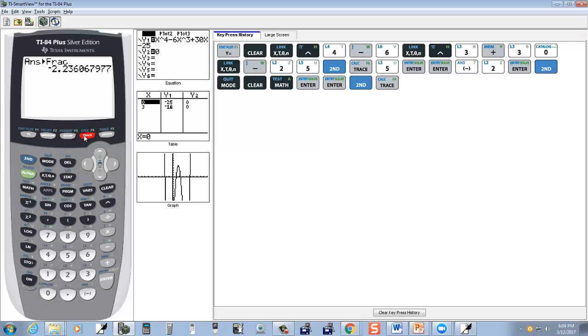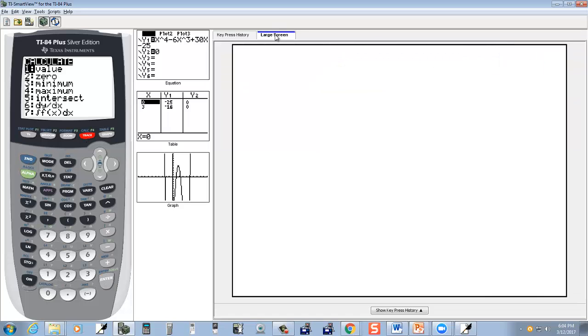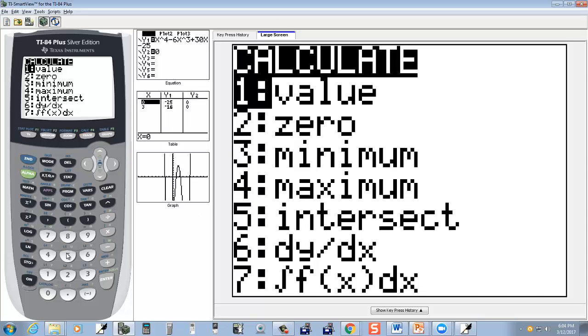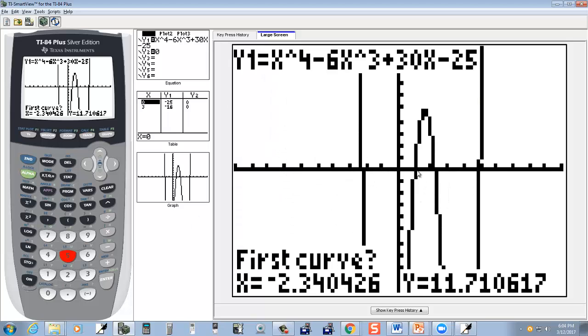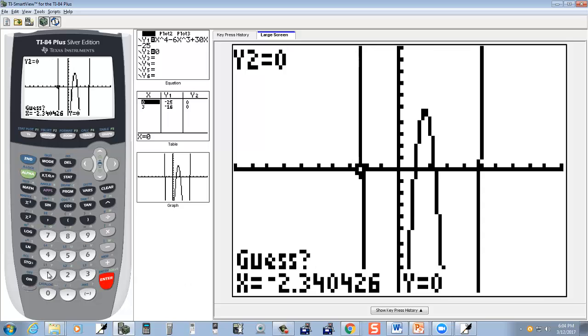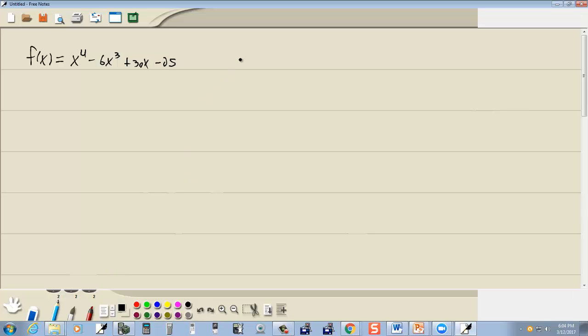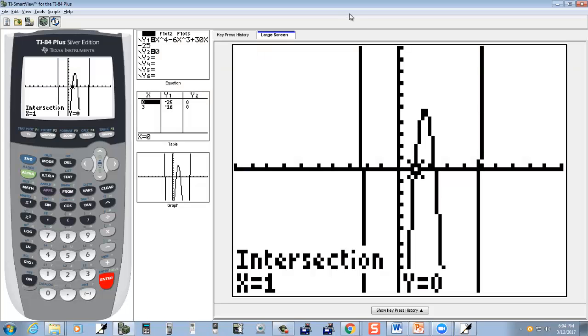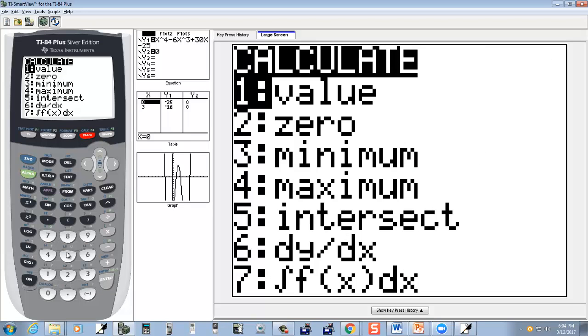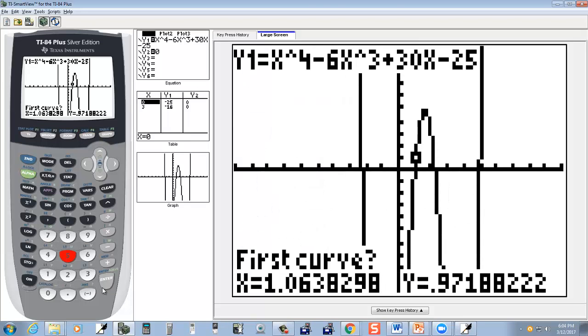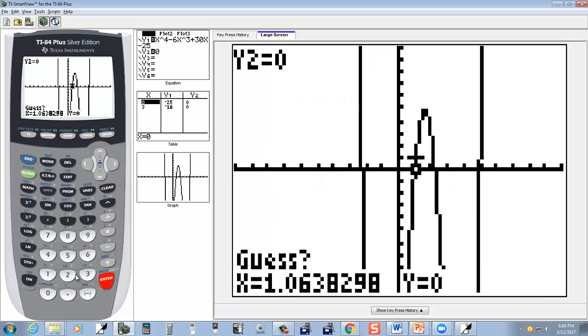We'll do second trace. Choose intersect. The next answer looks like 1. So we do enter first curve, enter second curve, and I put 1 in for the guess. And it comes back and tells us x equals 1 is our first answer. Next one looks like 2. So let me do a second trace, choose intersect, enter, and I put 2 in.